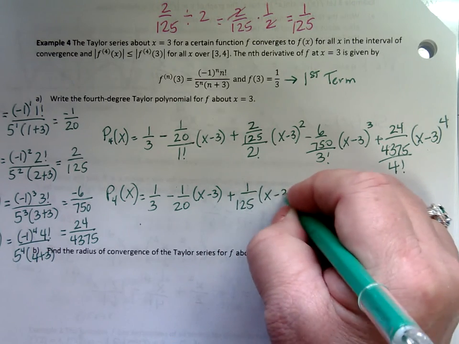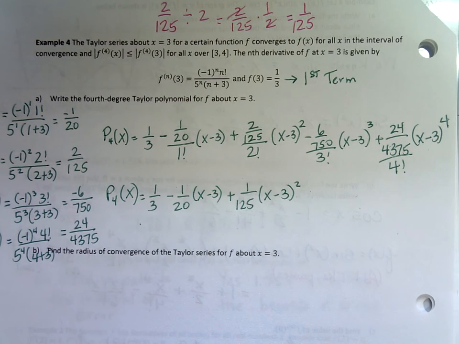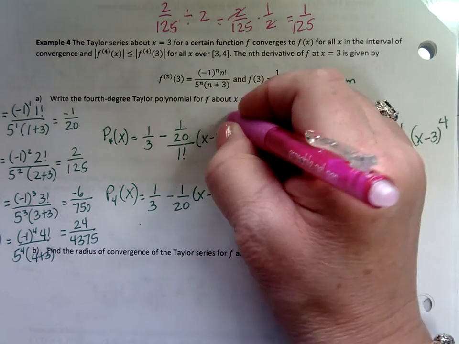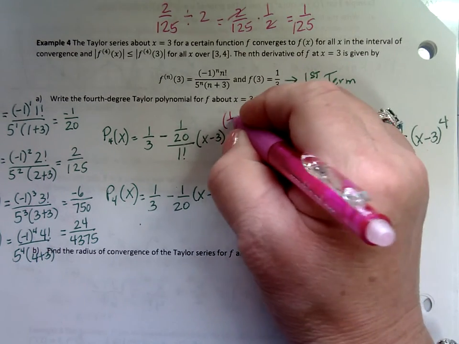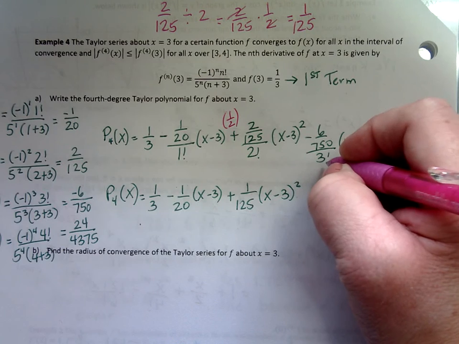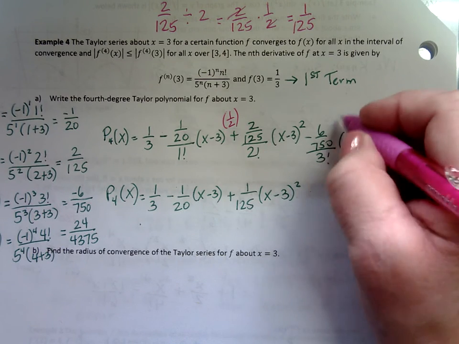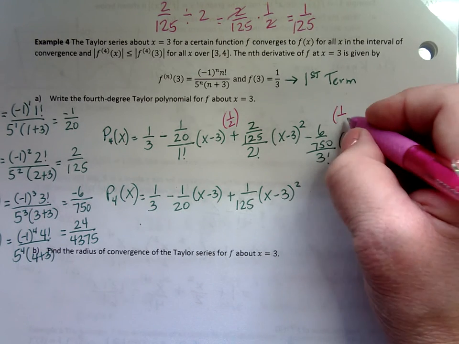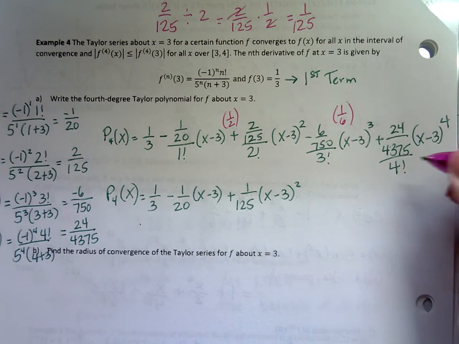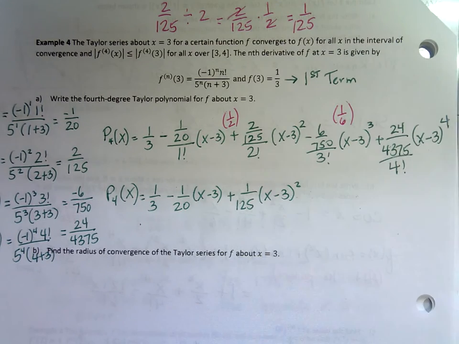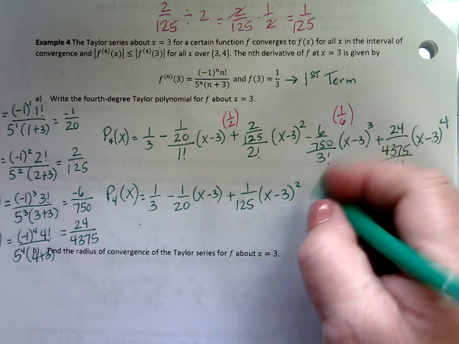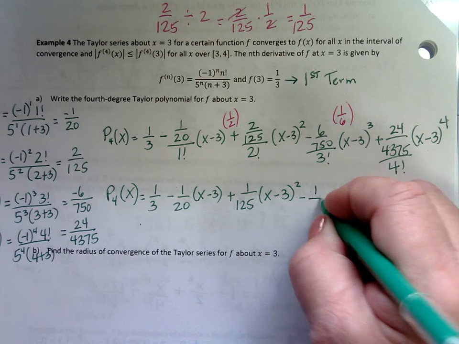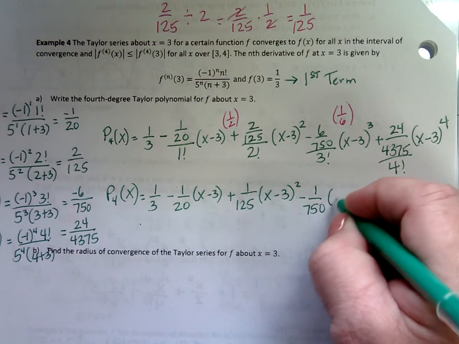You're going to do the exact same thing with each of these next terms. So really what I did over here was I multiplied by 1/2. In this one, I'm going to multiply by 1 over 3 factorial. Well, that's 1 over 3 times 2, or 1 over 6. When I do that, the 6's cancel. So look at what that coefficient's actually going to be. It is a minus 1 over 750 times x minus 3 cubed.